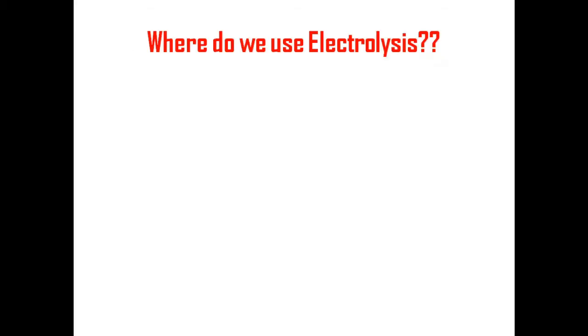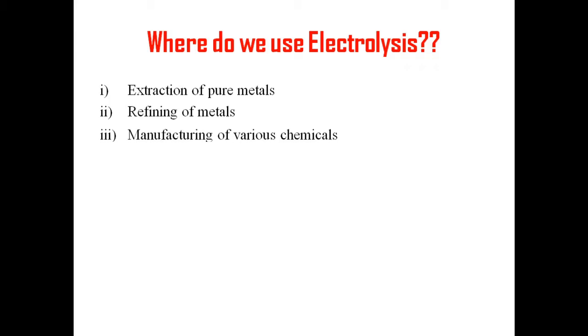Now we shall have a look at where we use the electrolysis process. I hope you already got an idea that the electrolysis process is used for extracting pure metals, with the examples I explained. The second use is refining of metals, such as gold, silver, copper. These are some of the metals which need to be refined. So we can obtain the shine of those materials again by using electrolysis.